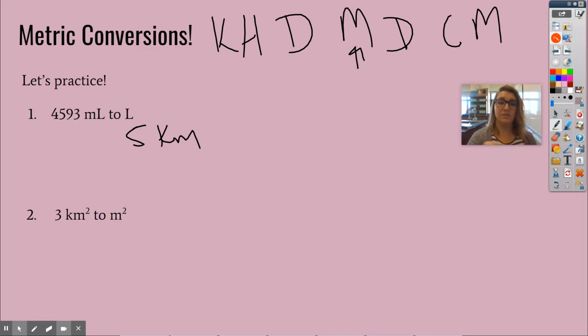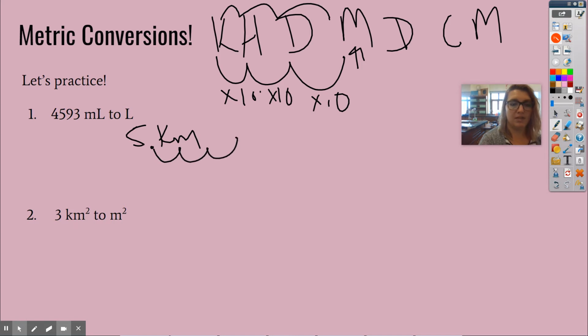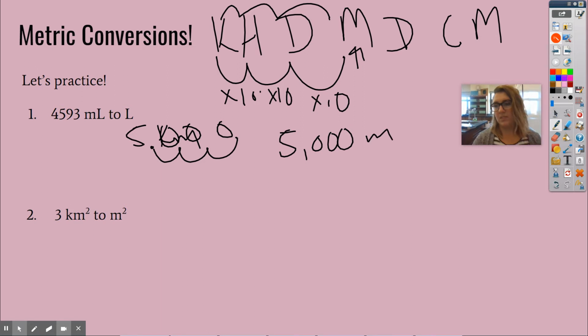So all we would have to do is go 1, 2, 3. All right, so we're moving to the right, which means we're multiplying times 10 times 10 times 10. So we're going to put our decimal point here. We moved it 1, 2, 3. Fill in with zeros, and we have 5,000 meters.